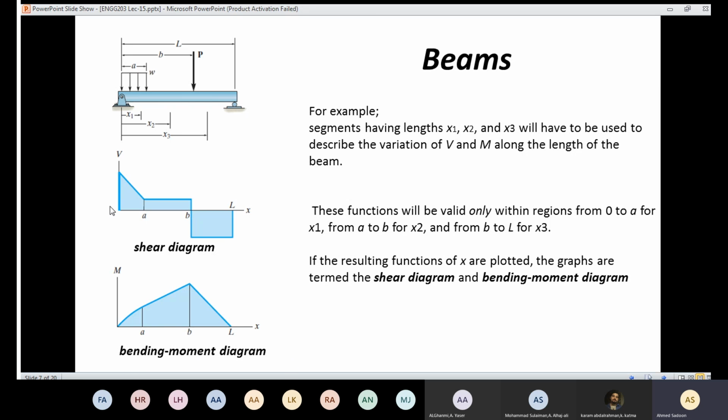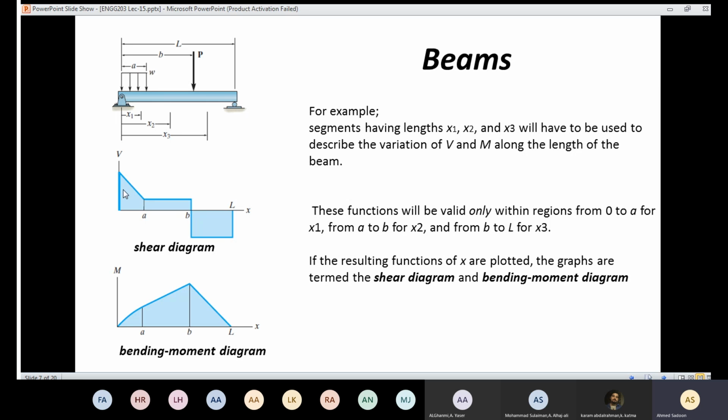So in the shear diagram, we are going to have the x-axis here. We are going to have the distance, from here to here. So for example, the distance here, x equals 0. The distance here, x equals a. Here, x equals b. And here, x equals L. So on the x-axis, we are going to see the distance. On the y-axis, if I'm dealing with the shear diagram, here it is going to represent the value of the shear. The value of the shear is the force.